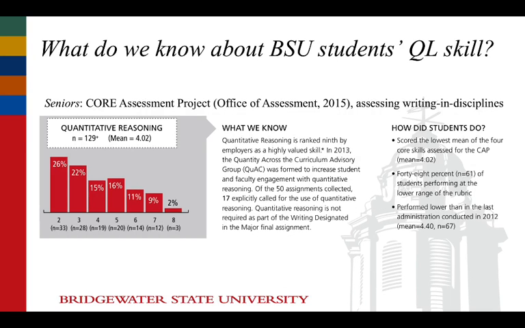The core assessment project that the Office of Assessment has done now twice, the first time in 2012 and then the second time in 2015, took a look at our students' term papers, and by students I mean students across all disciplines, the papers that they write in their Writing in the Disciplines courses for their major, and assessed students' work using a quantitative reasoning rubric to figure out whether students were engaging with quantitative information in their Writing in the Disciplines papers, and if they were, what was the quality of that work.